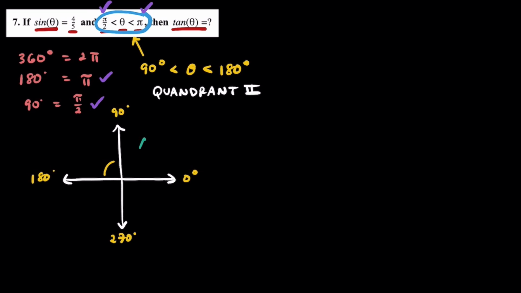It's also important to remind you of our acronym ASTC, or All Students Take Calculus, if you haven't heard it before. The A here just represents that all three trig functions have positive ratios in quadrant 1. The S in quadrant 2 lets us know that sine is the only trig function that has positive ratios. Tangent is the only one with positive ratios in quadrant 3. And in quadrant 4, cosine is the only function that has positive ratios. Knowing that theta, or our angle measure, is in quadrant 2, we know that the value of tangent of theta must be a negative ratio, or a negative value.